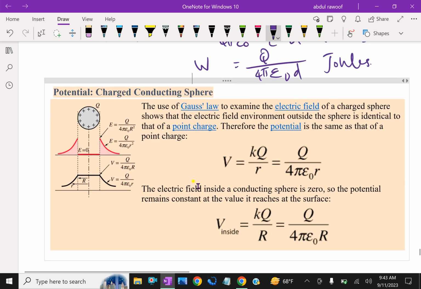Now, potential in a charged conducting sphere. The use of Gauss law to examine the electric field of a charged sphere shows that the electric field environment outside the sphere is identical to that of a point charge. Therefore, the potential is the same as that of V equal to Q over R, that is Q over 4 pi epsilon 0 R.